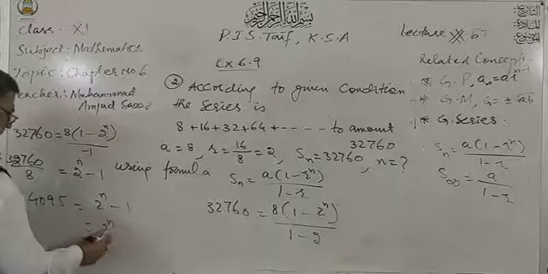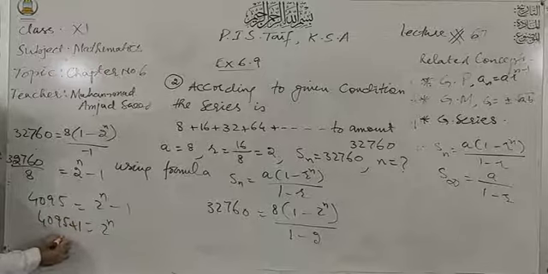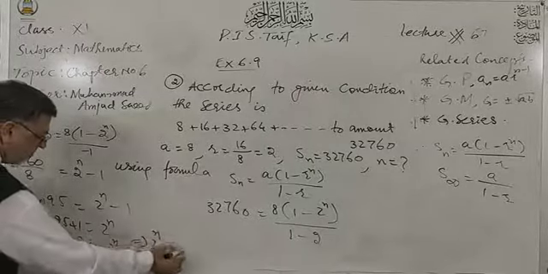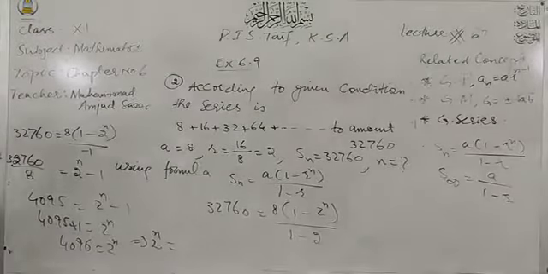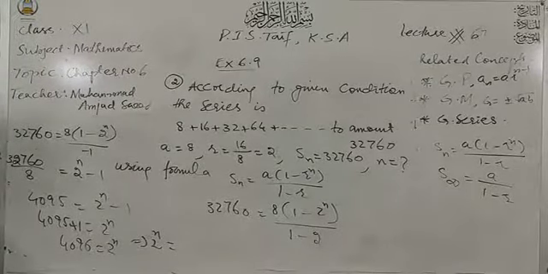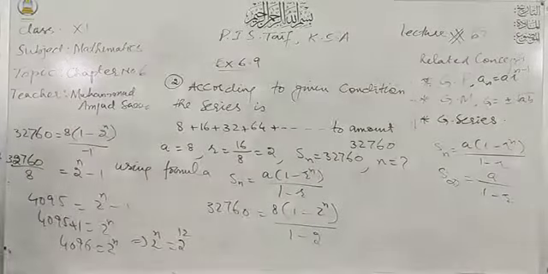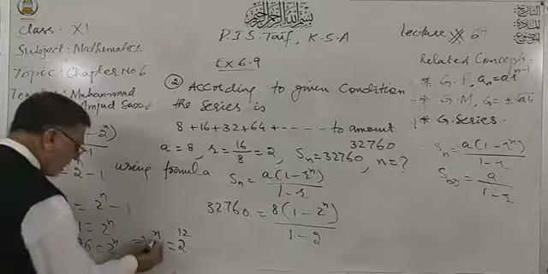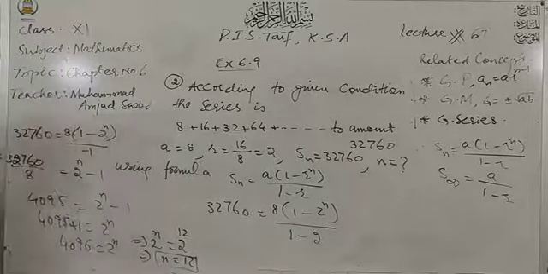4095. Dear students, bring this minus 1 to the left hand side. It will be added. 4096 is equal to 2 power n, and 4096 is basically 2 raised to power 12. So if base is equal to base, then power is equal to power. Dear students, we have n is equal to 12.